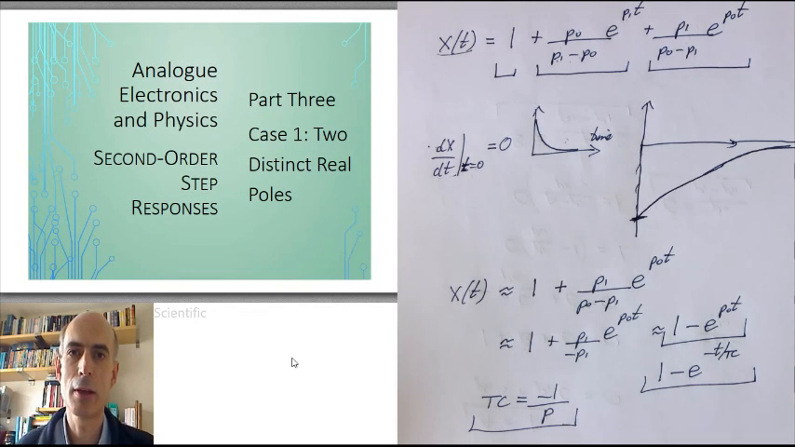That's the interesting thing about very small Q factors and two distinct real poles. Next time, we'll have a look at the rather more complex case of two complex poles.